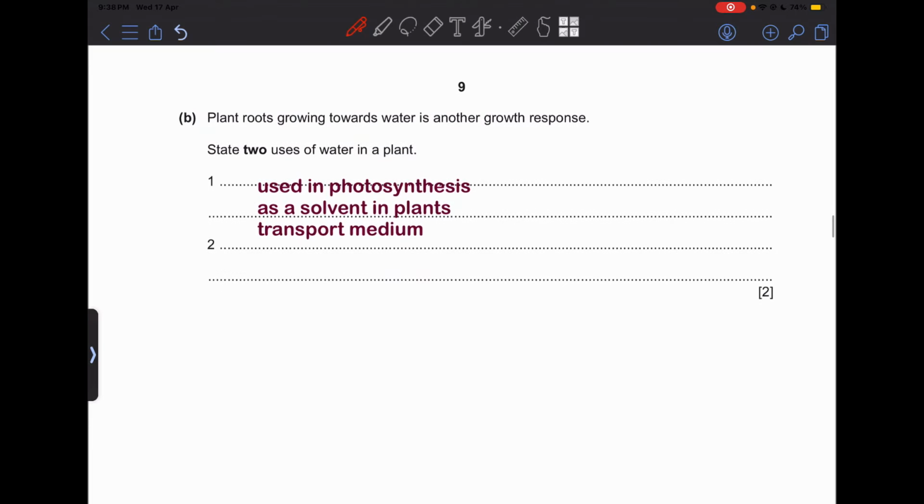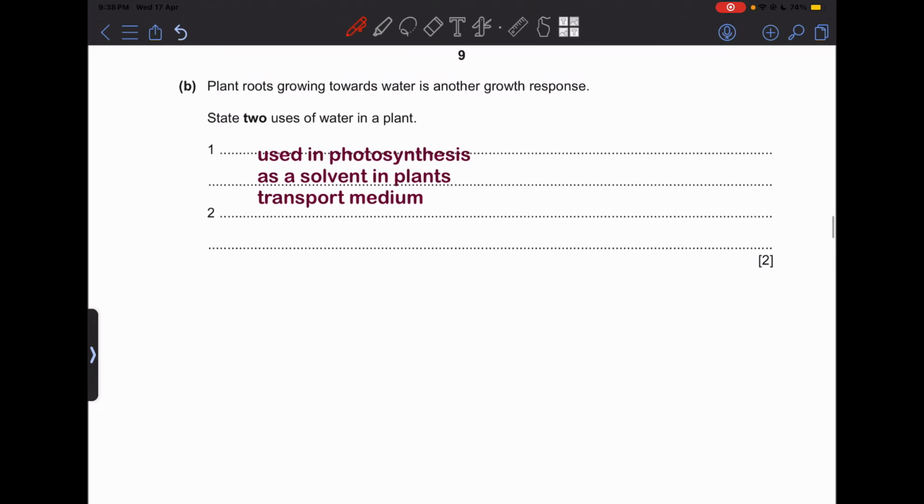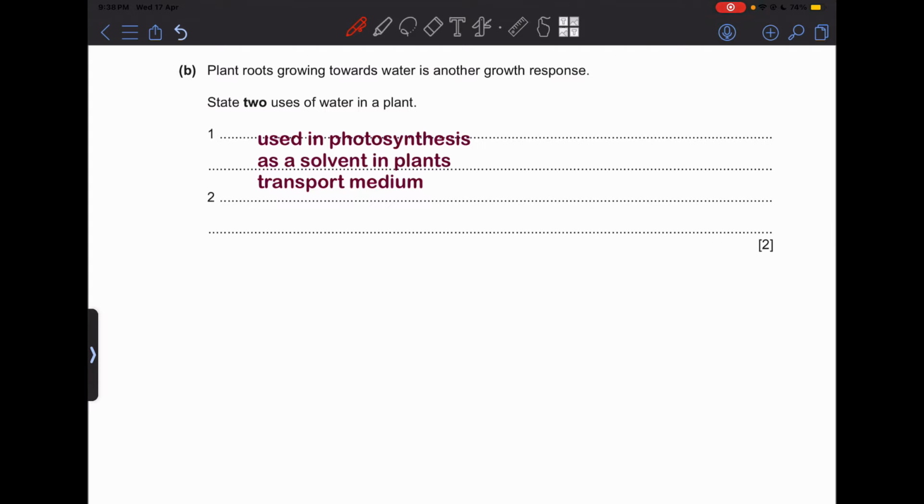B says plant roots growing towards water is another growth response. State 2 uses of water in a plant. Of course, the main use is photosynthesis, so that it can make its own food, and it's also used as a solvent in plants, and it is also used as a transport medium, which means water is used to transport other things in the plant.